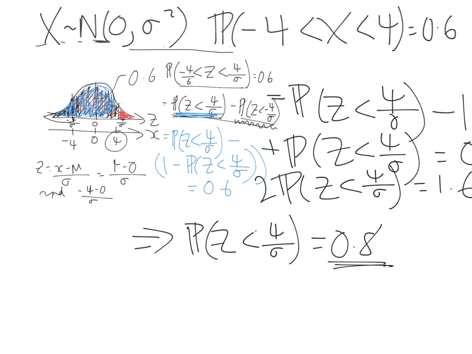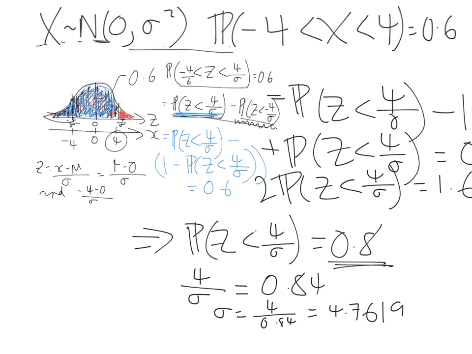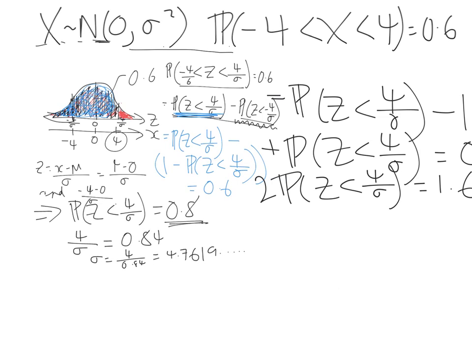Now I'm going to look this bit up in my tables, and the closest value I can get gives me that 4 over sigma equals 0.84. So sigma equals 4 over 0.84, which is 4.7619, which is 4.76 to 3 sig figs.